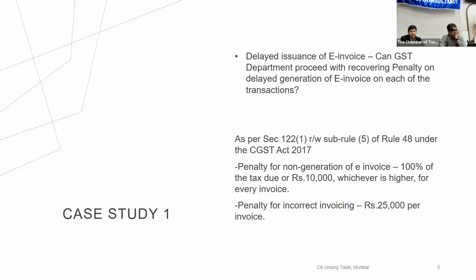Because there is an argument, I agree. So my view initially was that these are penalties for non-generation and incorrect invoicing. So therefore, that 125 might apply. And 125 is a maximum of 25,000. I am of the same view that it may not be covered by this 122(1) at all.